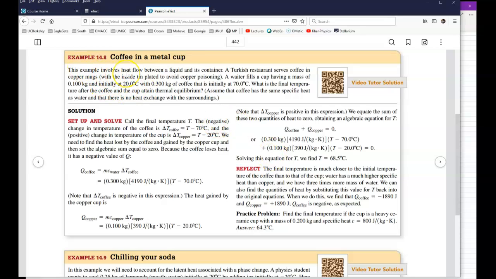It says that this example involves heat flow between a liquid and its container. A Turkish restaurant serves coffee in copper mugs, with the inside tin plated to avoid copper poisoning. A waiter fills a cup having a mass of 0.1 kilogram. So this is the mass of the cup.